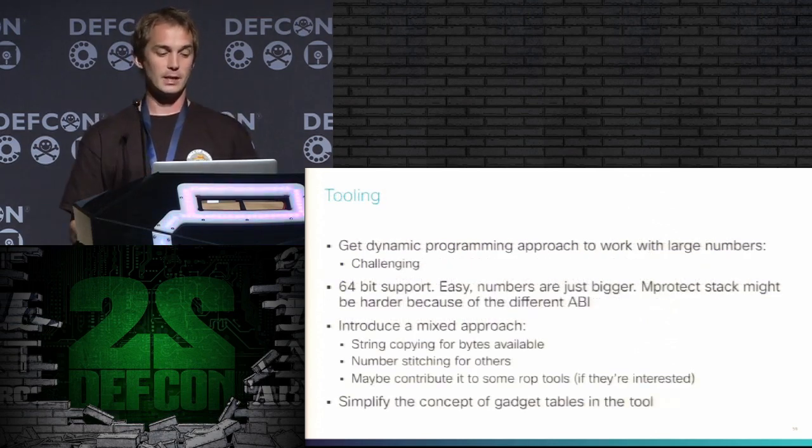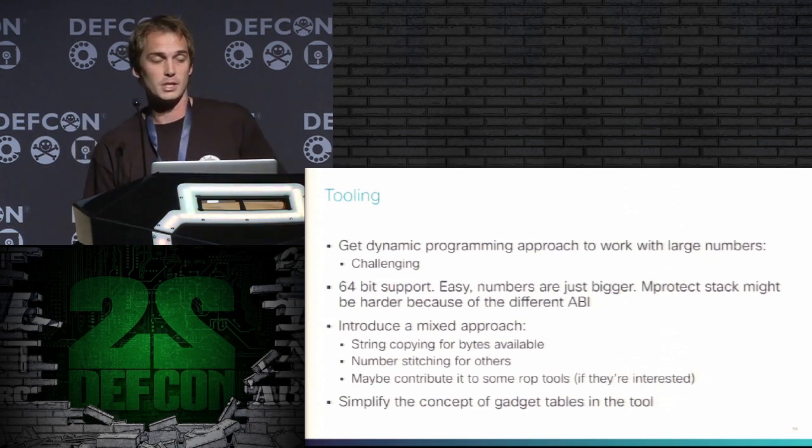And on the tooling side, I'd like to get a dynamic programming approach to work with large numbers. I don't think it will be completely possible, but I'll have a look into it. To add 64-bit support, regarding the methodology, it's pretty simple. The numbers are just bigger, so it doesn't change anything. The problem will be with the mprotect stack frame, which might be harder to introduce.